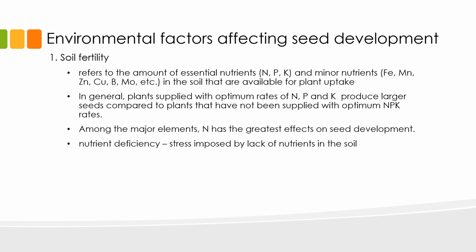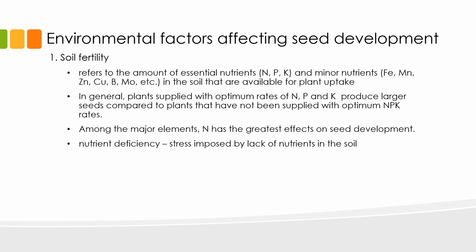Let's first look at the effects of soil fertility on seed development. Soil fertility refers to the amount of essential and minor nutrients in the soil that are available for plant uptake. Nutrients such as nitrogen, phosphorus, and potassium are considered essential nutrients because they cannot be replaced by any other element. In their absence, the plant will not be able to complete its life cycle.